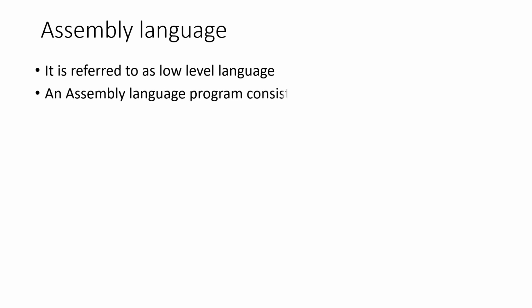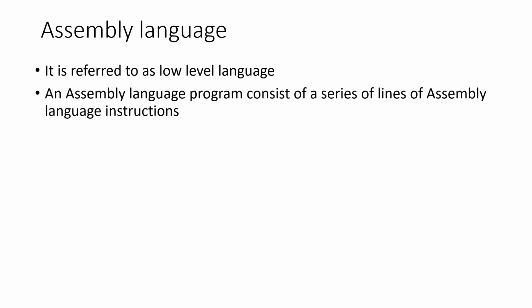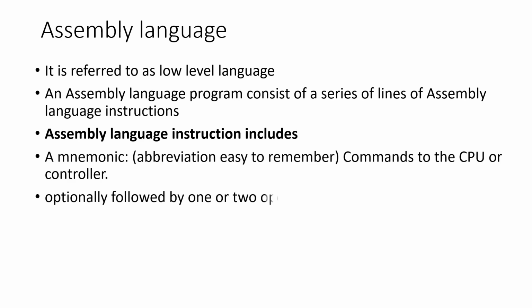Now the assembly language. It is referred to as a low-level language. As we know, English is a high-level language, but a computer or controller doesn't understand English. It understands low-level binary language. So, assembly language was developed. An assembly language program consists of a series of lines of assembly language instructions. It includes mnemonics. A mnemonic means a command to the CPU or controller. It is optionally followed by 1 or more operands, that is, the data items being manipulated.